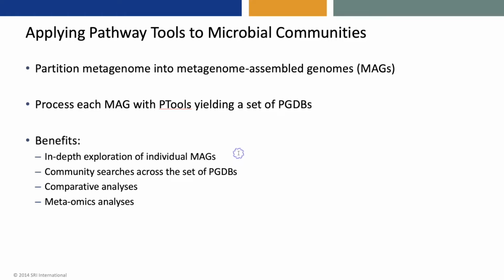First of all, we can apply the search and visualization and analysis tools to individual MAGs to explore those genomes in a lot of depth. Pathway Tools also supports searches across the entire community of PGDBs, the set of PGDBs for those MAGs. The software provides a number of comparative analysis tools, and it also provides tools for meta-omics analysis. And now let me talk about each one of these in turn.